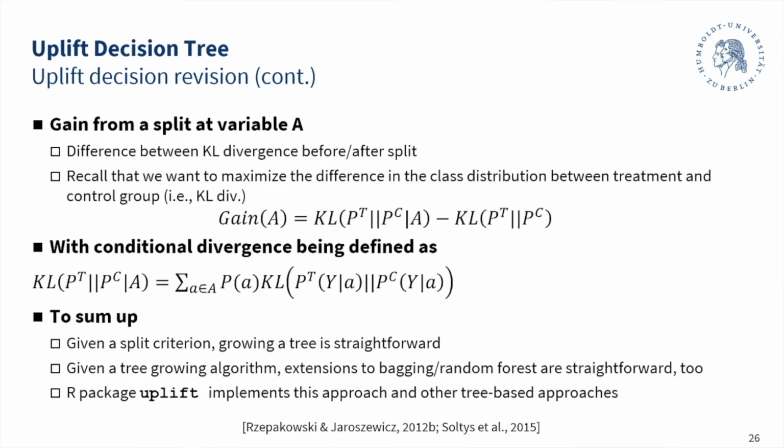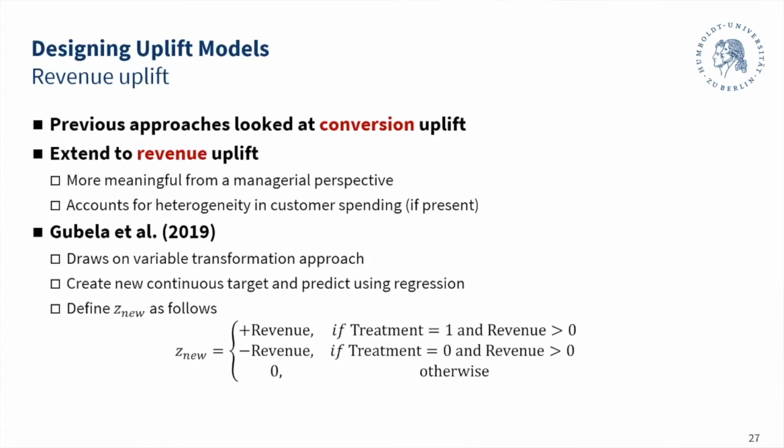In a nutshell, there are ways to grow trees such that they give you estimates of the CATE, or give you an estimate of an uplift score that you can then use. The uplift package is an example. Not sure Johannes is still using that in the tutorial. His tutorial is brand new. You'll see later on today.